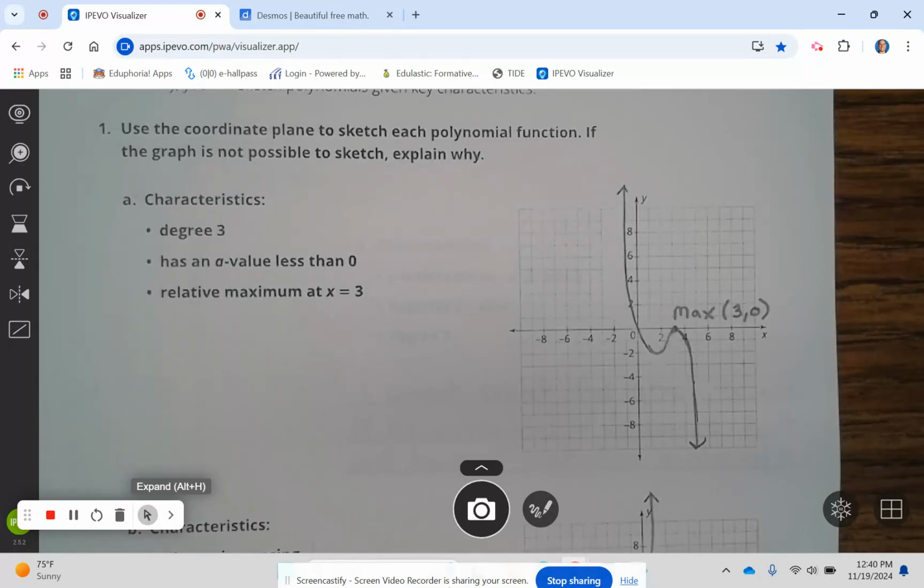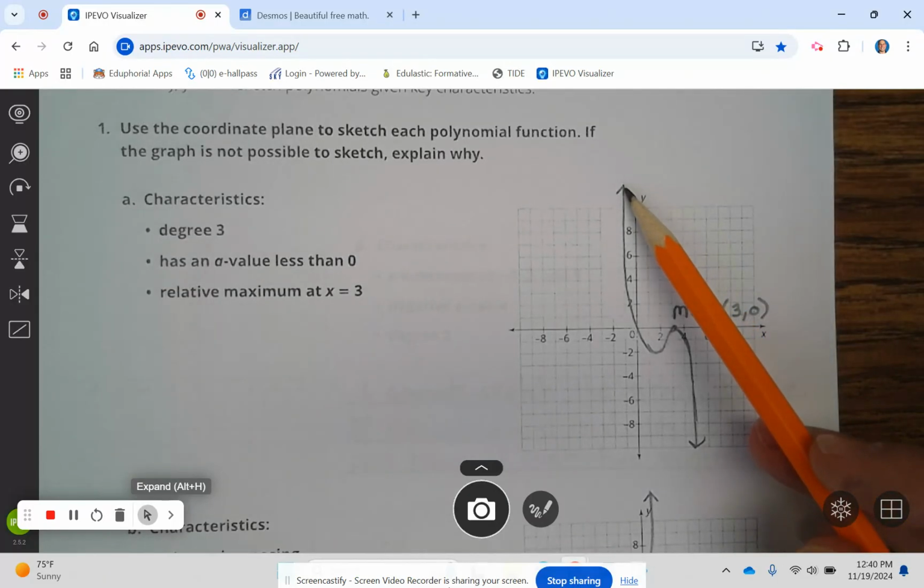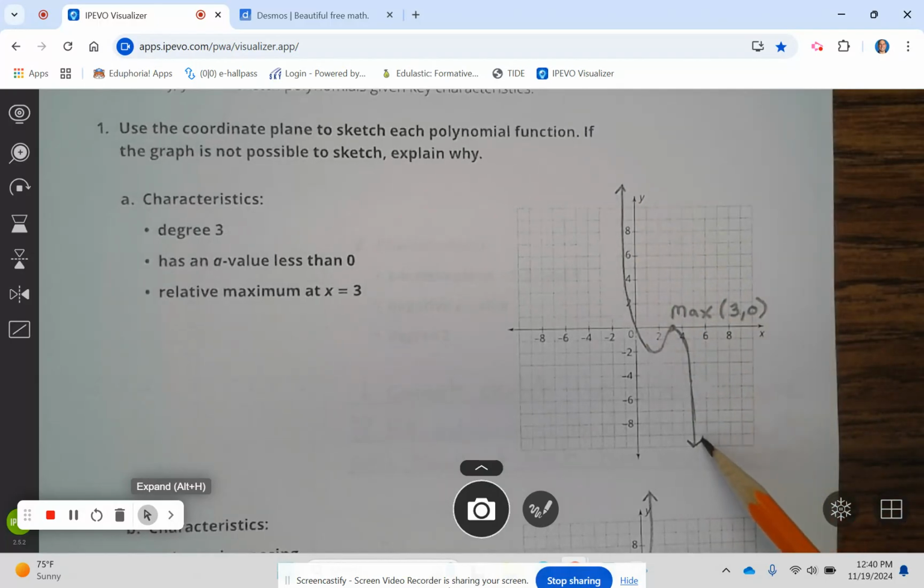A. Characteristics. Degree 3, which is a cubic, we're good, has an A value less than 0. That means it starts from positive, goes down to negative, and then it has a real max at 3, 0, which is here. All right, let's take a look at the next.